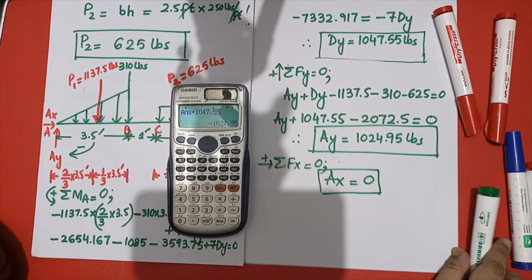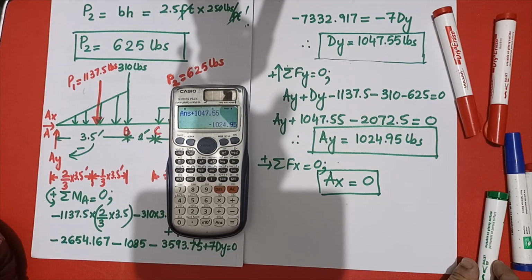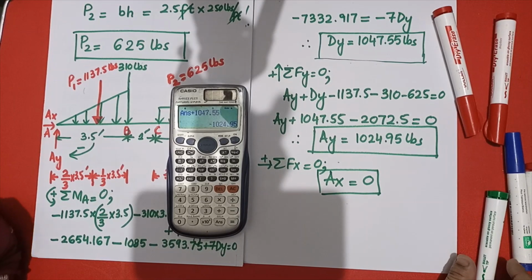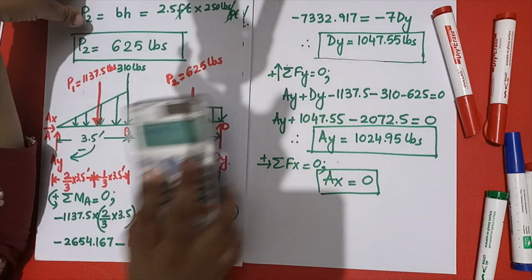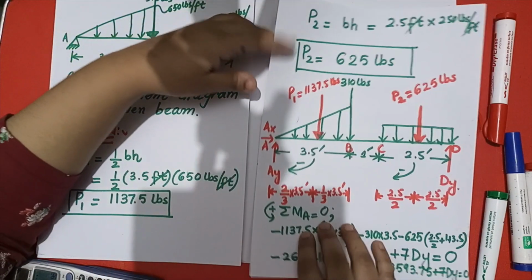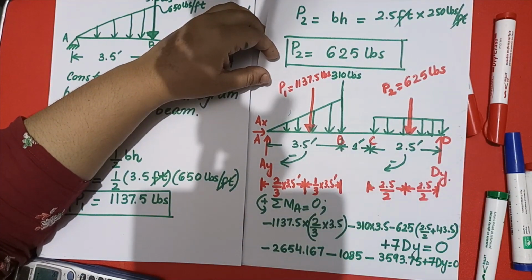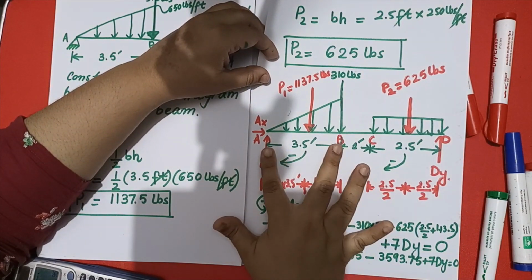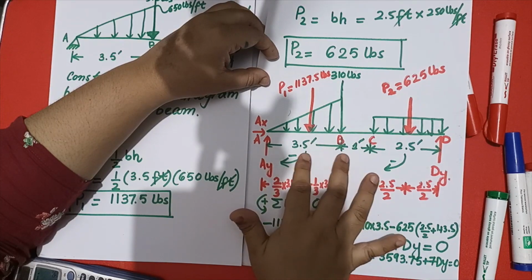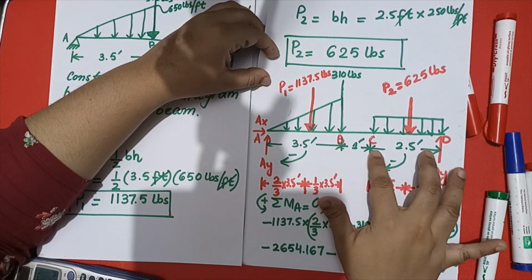Now the next step will be what? We have to find out the equations for the regions A, B, B, C and C, D, because we are having three regions. So we have to cut sections in between A to B, B to C, then C to D.